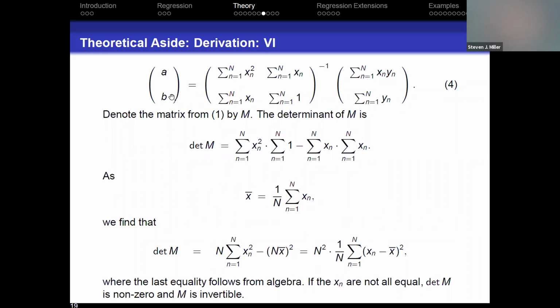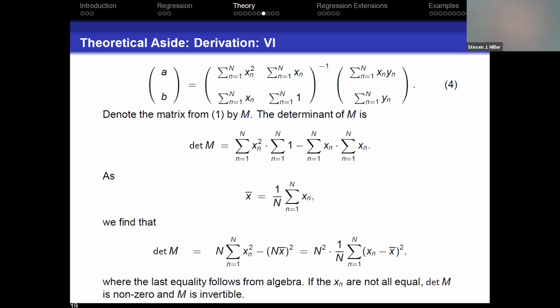So we can solve for our point a, b, our best fit values, by taking the inverse of the matrix and having that act on the sum of xn yn and the sum of yn. So all we need to do is make sure that our matrix is invertible. The determinant of the matrix is going to be upper left times bottom right minus the other two diagonals. And so when the dust settles, if we let x bar be 1 over n times the sum of xn, after a little bit of algebra, you'll get that the determinant is n squared times 1 over n times the sum of xn minus x bar, squared.